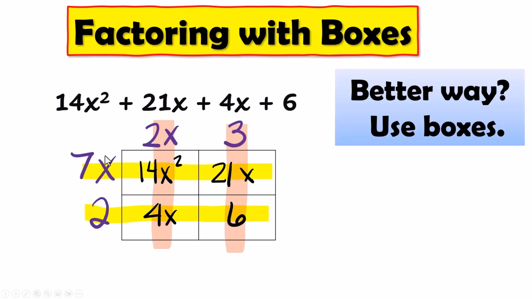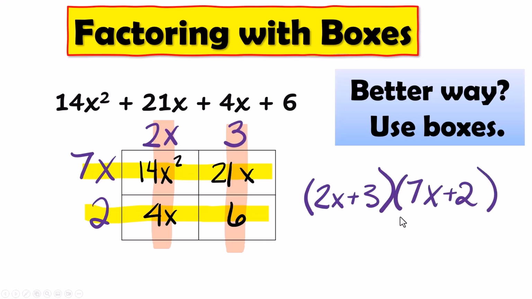Now before you do anything else, check your multiplication boxes. What I mean, 7x times 2x is 14x squared. 7x times 3 is 21x. We did that right. 2 times 2x, is that 4x? And is 2 times 3, 6? It's like a little multiplication table. Once you have it, the side is a binomial and the top is a binomial, and then you just write them. So this is 2x plus 3 times 7x plus 2. That goes a lot faster if you don't have to explain it to someone, I promise.